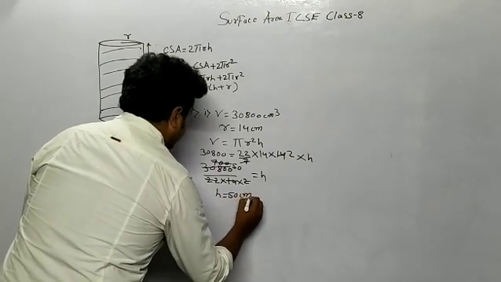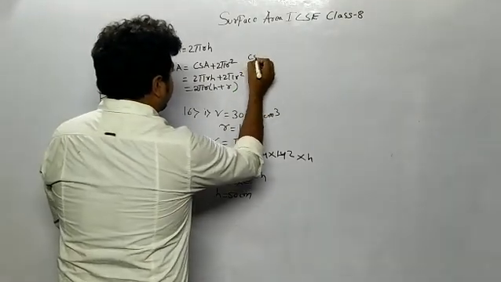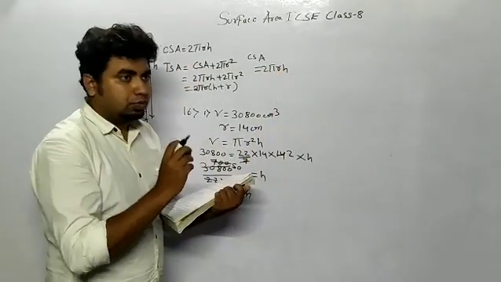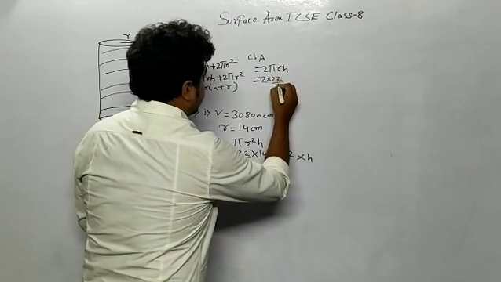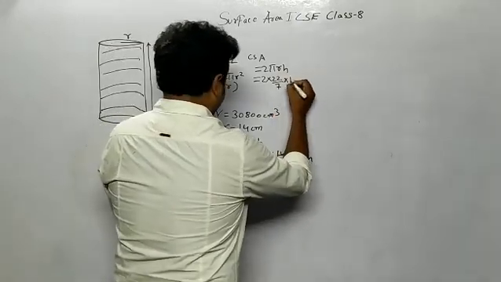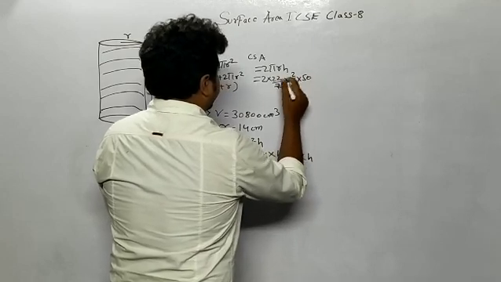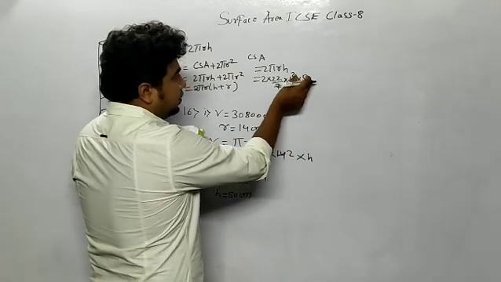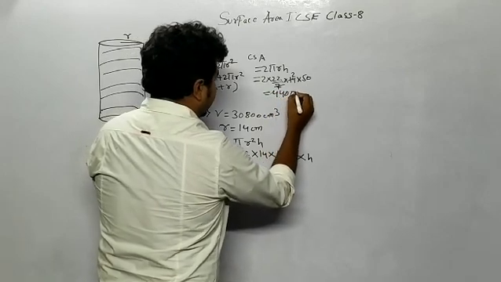So from here we can find the curved surface area. Curved surface area will be equal to 2 pi r h. We know the formula: 2 into 22 by 7 into r, which is 14, into h, which is 50. 22 into 2 is 44, 5 twos are 10, 50 into 2 is 100, and 44 into 100 is 4,400 centimeter square.